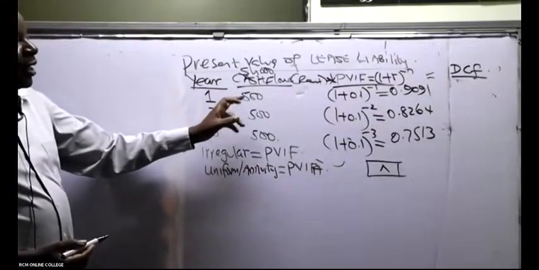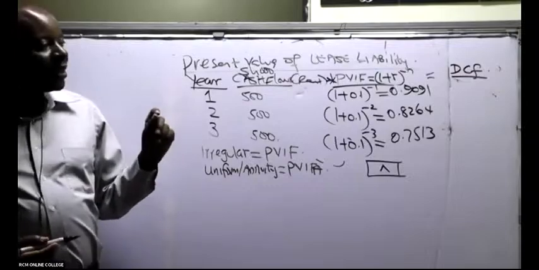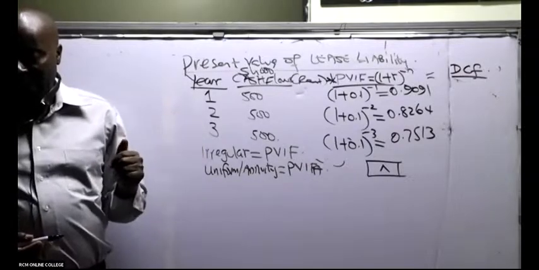So we have here 500 times 0.9091. Please give me a figure, please.